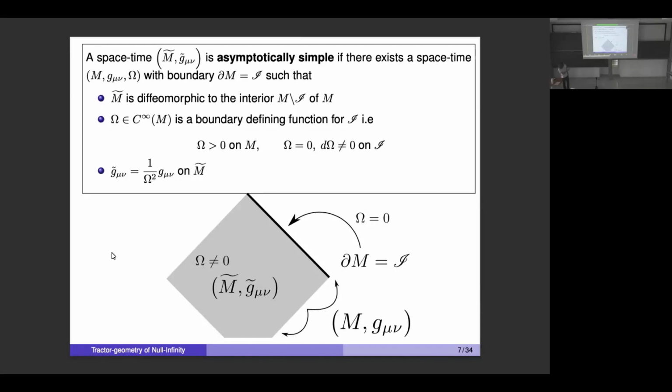So here's the definition of an asymptotically simple spacetime. You've been through this definition many times during the week, so I'm going to be quick. Again, your physical spacetime M-tilde is asymptotically simple if there exists another spacetime M, without tilde, but now the spacetime M has a boundary. So the picture is that you add the boundary to your physical spacetime. And then there is a metric on this unphysical spacetime. It extends up to the boundary.